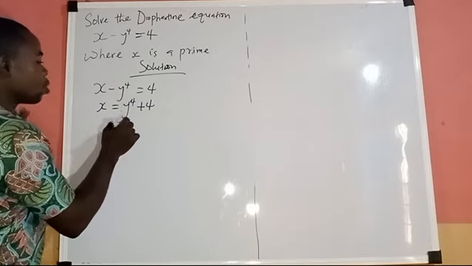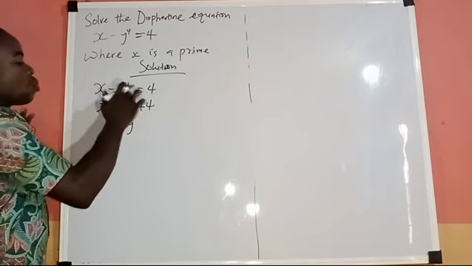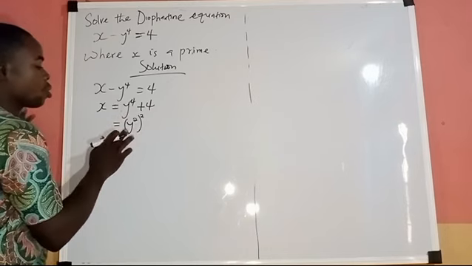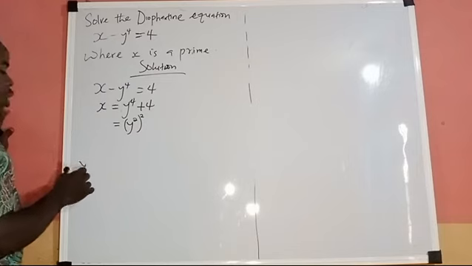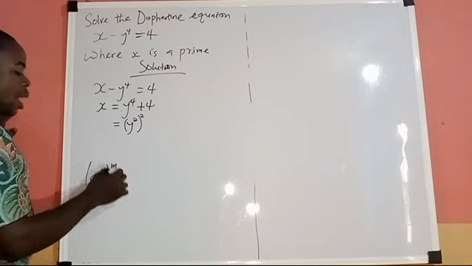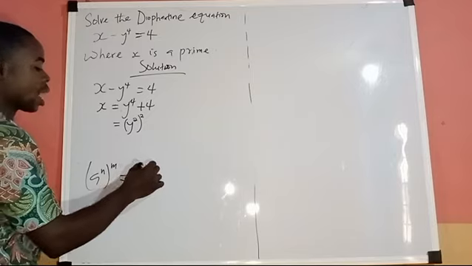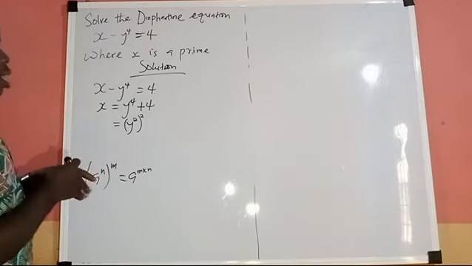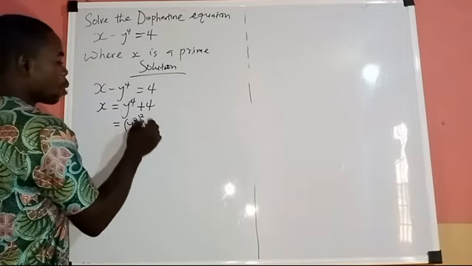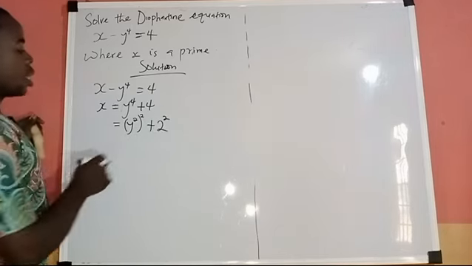We can write this y raised to power 4 as y raised to power 2, raised to power 2. This is a law of indices that says if you have a raised to power n and it's also raised to power m, you can multiply the powers so that you now have a raised to power m times n. This is what we just applied right here. Let me clean it up, and then we can also rewrite this 4 as 2 raised to power 2. Now it's looking pretty simple.